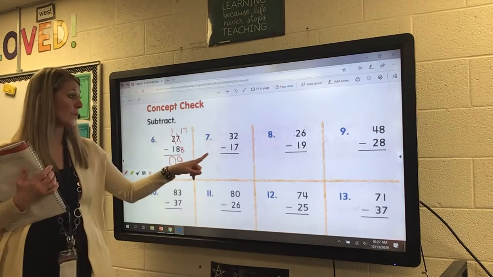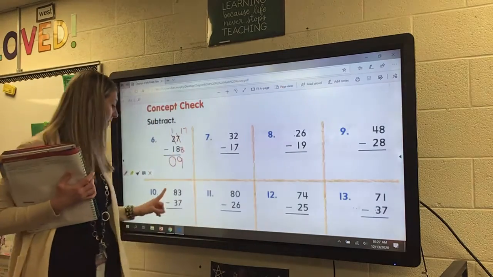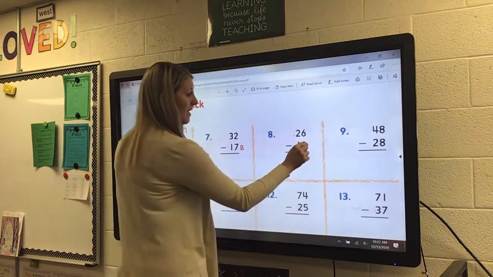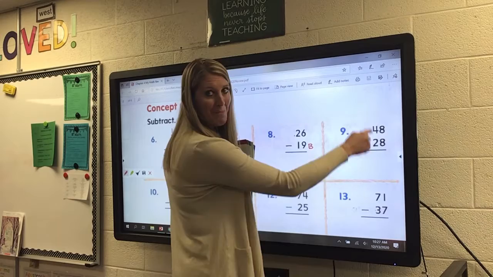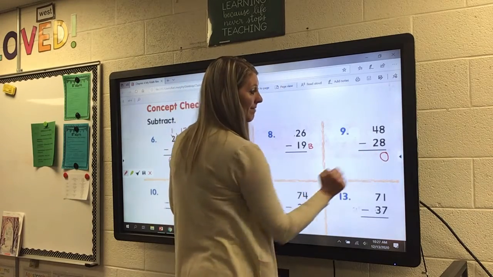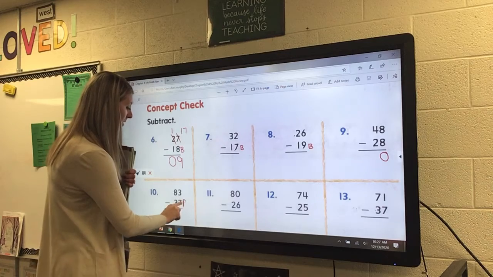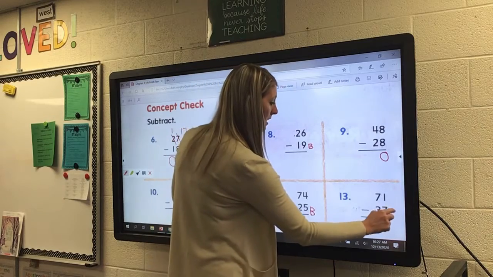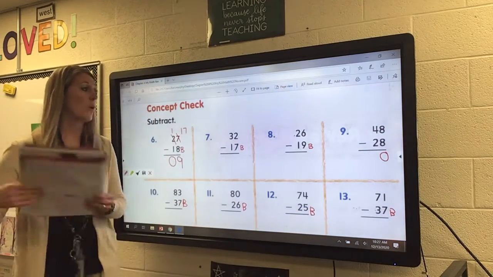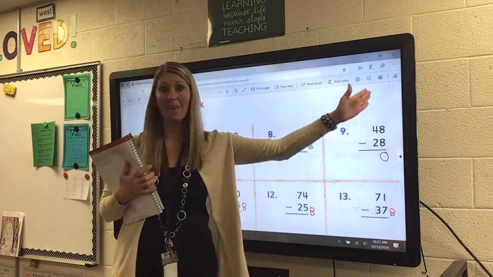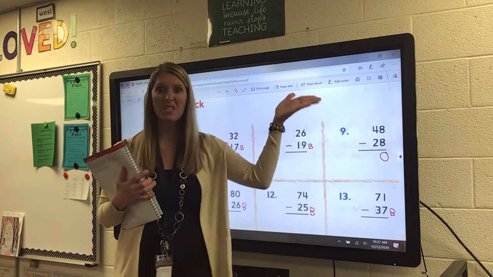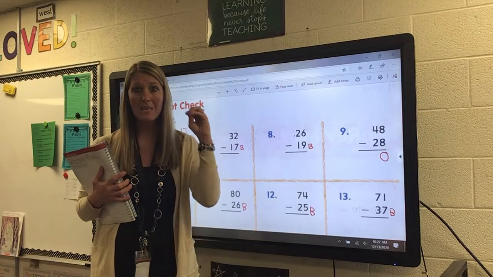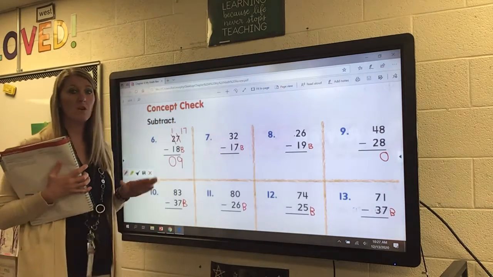Now, I want you to go and subtract all of these. Mrs. Murphy is going to help you, because this one you need to borrow. This one you need to borrow. This one, 8 minus 8, we know is 0, so you don't need to borrow on that one. Number 10 you need to borrow. Number 11 you need to borrow. Number 12 you need to borrow. And number 13 you need to borrow. So all of these you need to borrow. The only one you don't is number 9, because you have 8, take 8 away. You can do that because they're the same. And when the top number and bottom number are the same and you're subtracting, your answer is always going to be 0. Okay? Pause the video. Go work on these.